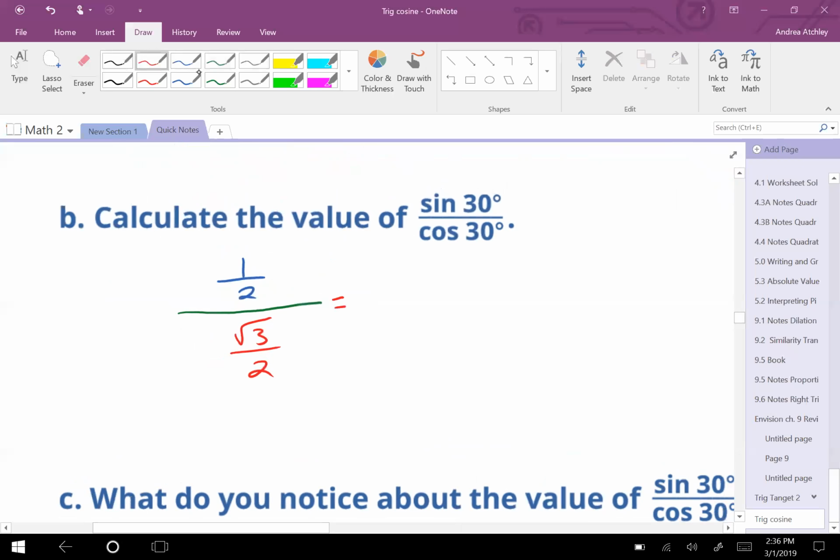This is the same as 1/2 divided by square root 3 over 2. Okay, do you guys remember what we do when we divide by fractions? Flip it. You multiply by the reciprocal. So 1/2 times the reciprocal, 2 over square root 3. Then you multiply straight across. 1 times 2 is 2. 2 times square root 3 is 2 square root 3.